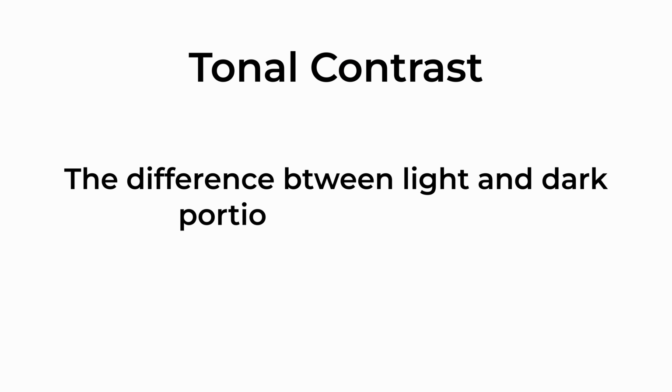Let's start with the first type of contrast, being tonal contrast. This refers to the difference between light and dark portions in our image. This works so well because naturally the human eye is drawn to the brightest portions of the image. So if we combine these with darker portions of the image, we can highlight our subject and direct the attention of our viewer.